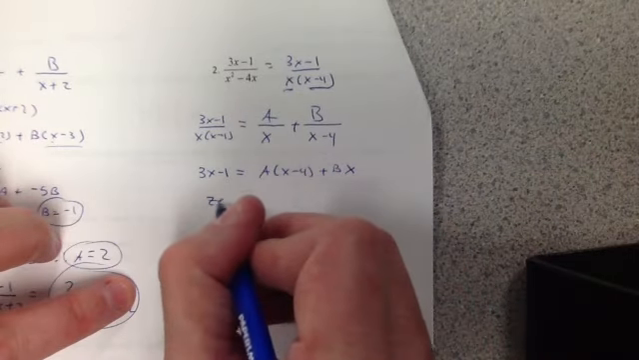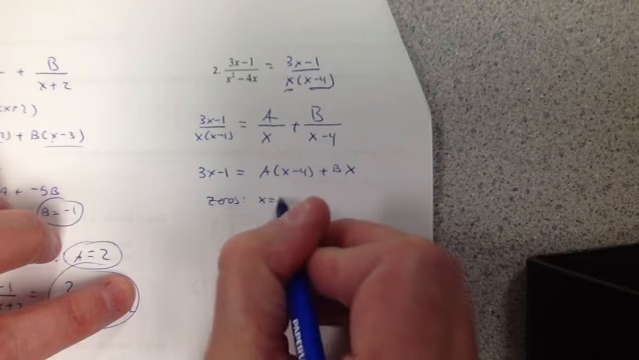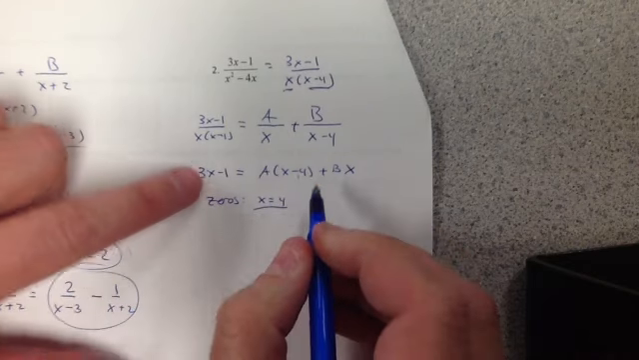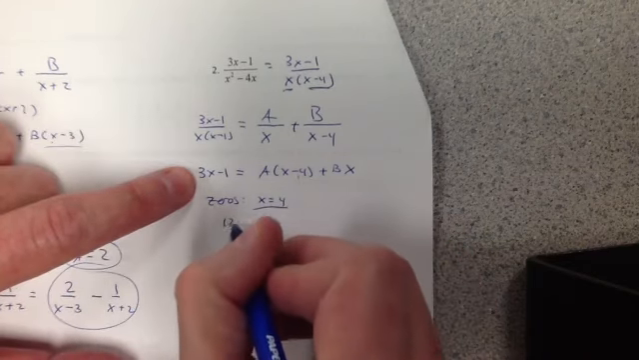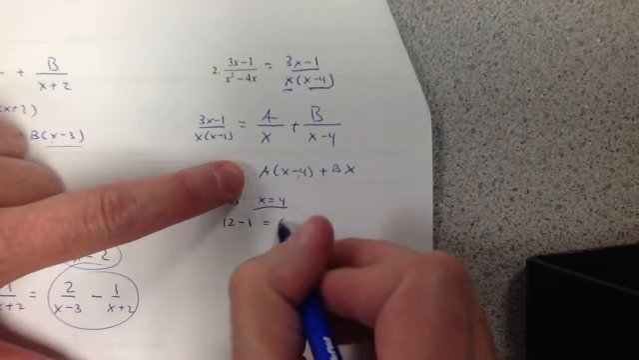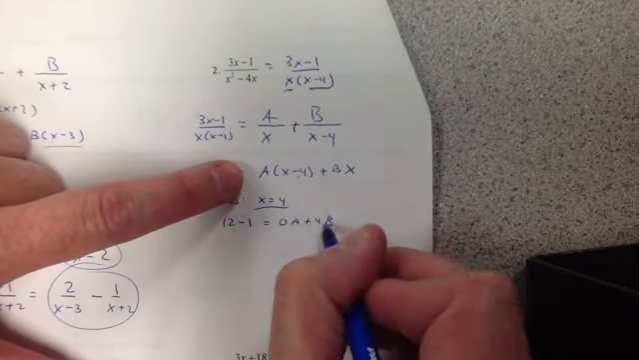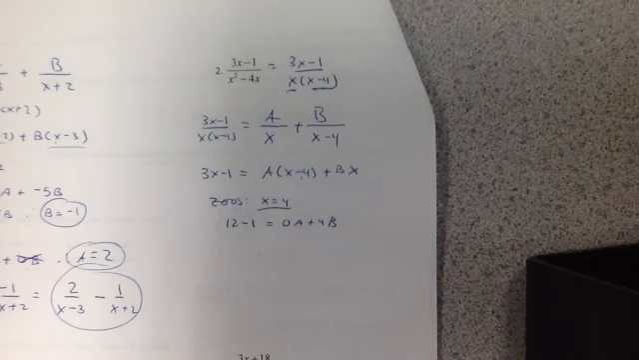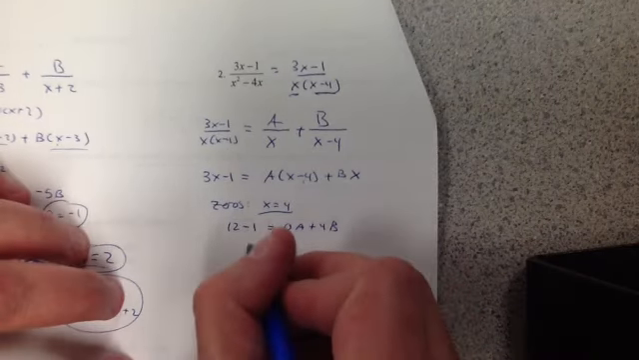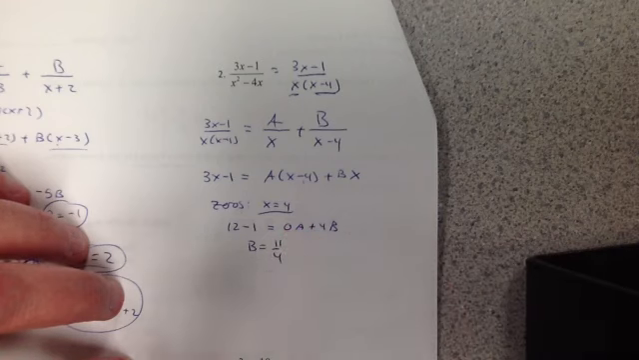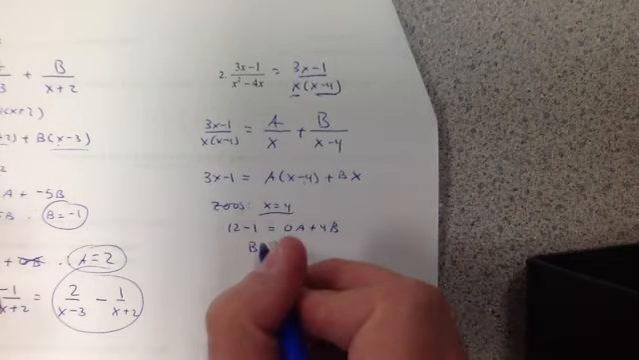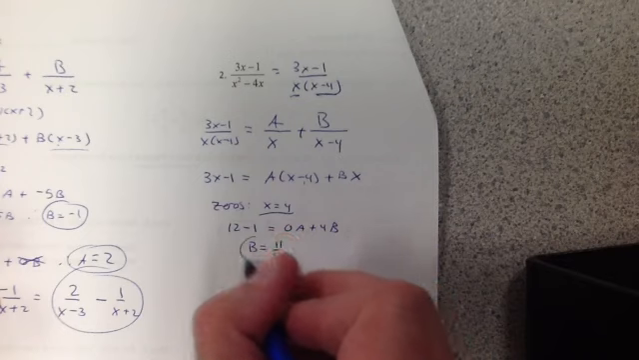Find your zeros. x equals 4 from here. Plug it in. We get 12 minus 1 equals, 0a plus 4b. Ooh, ooh, ooh, nasty. We're going to get a fraction. What's b going to equal? Hopefully I didn't do this one wrong. If not, I am sure I will hear about it. So we get b is 11 over 4.